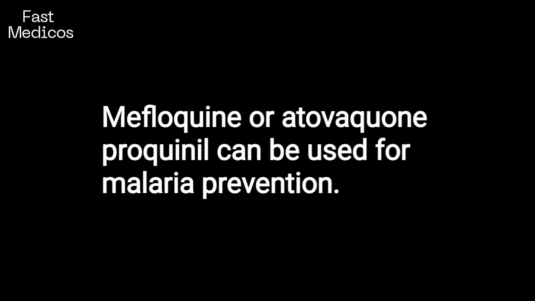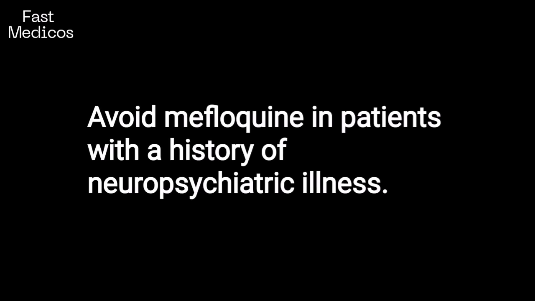41. What is malaria prophylaxis? Mefloquine or atovaquone-proguanil can be used for malaria prevention. Avoid mefloquine in patients with a history of neuropsychiatric illness.